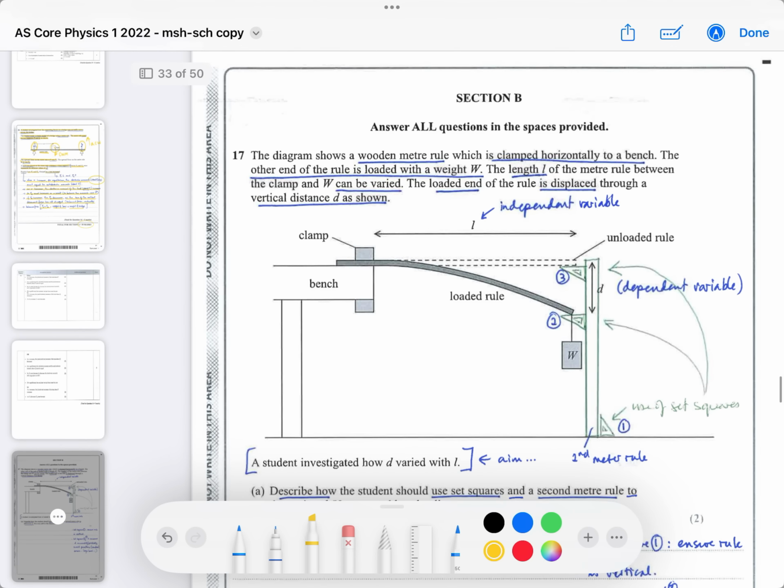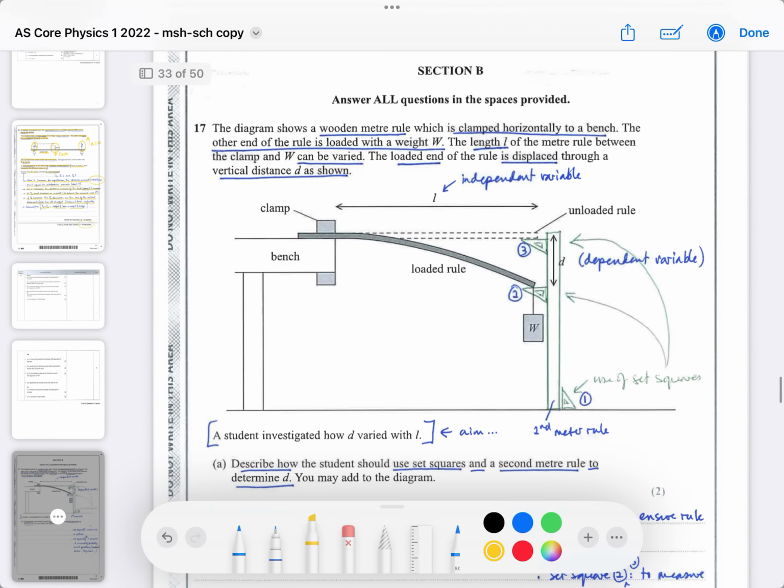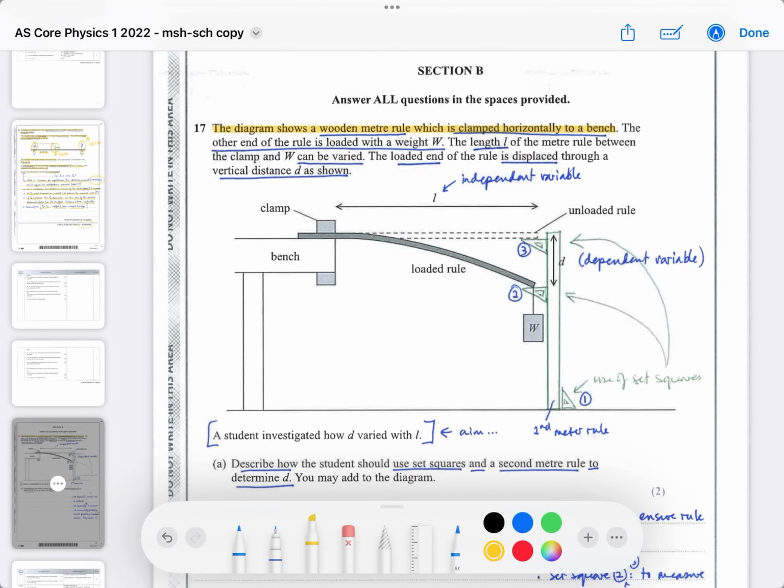Okay, so section B now seems to be more an application of physics. All questions can be from any part of the syllabus. The diagram shows a wooden meter rule again, which is clamped horizontally to a bench. The other end of the ruler is loaded with a weight. So the weight is here, right at the end. I have a feeling I've done this question before in another paper.